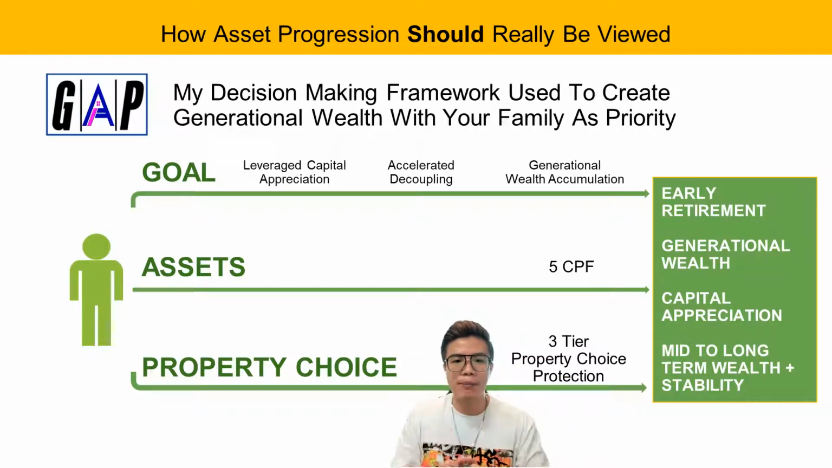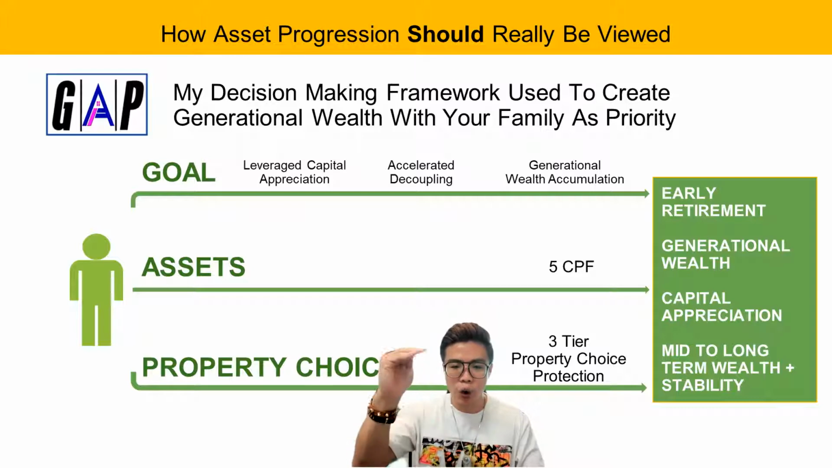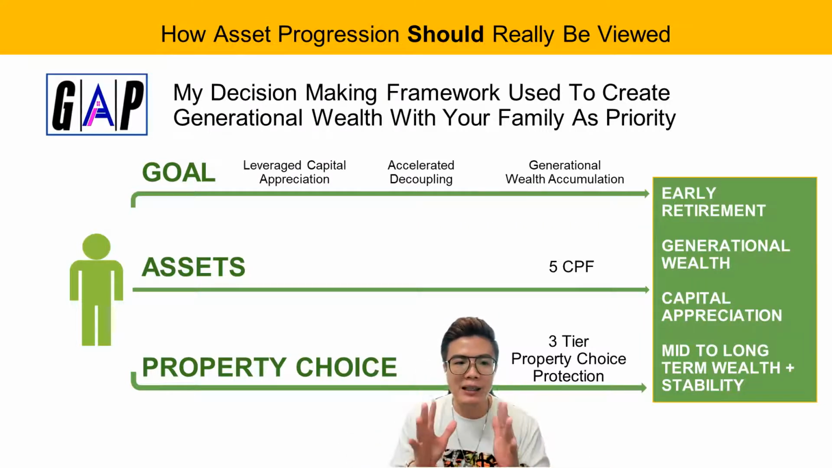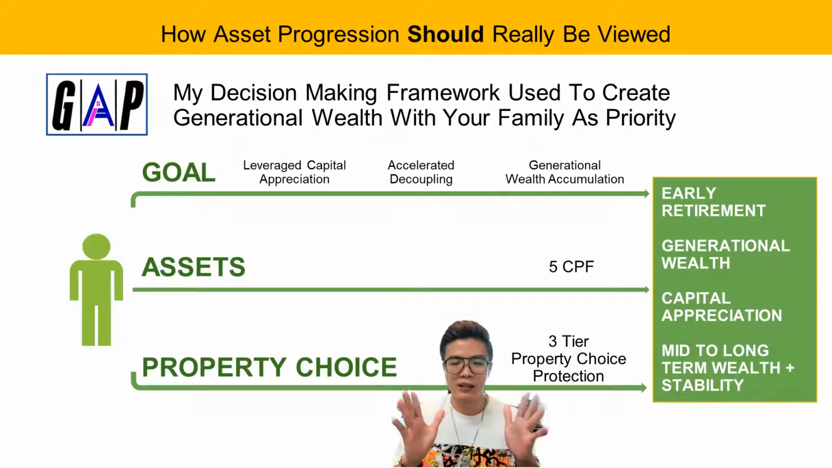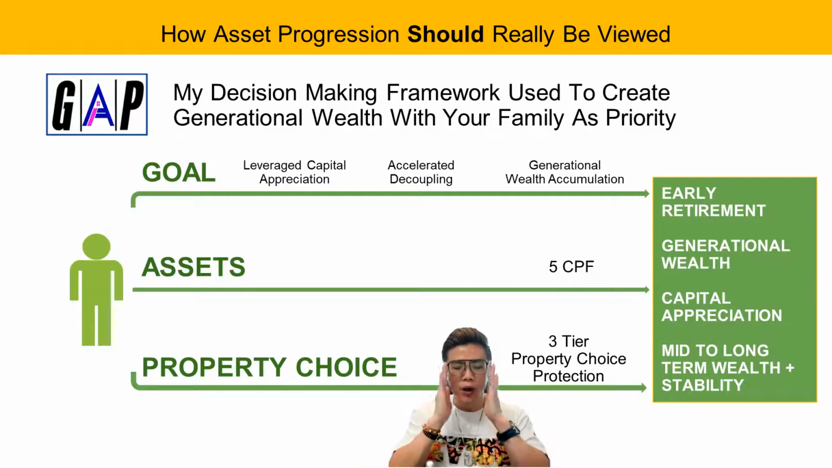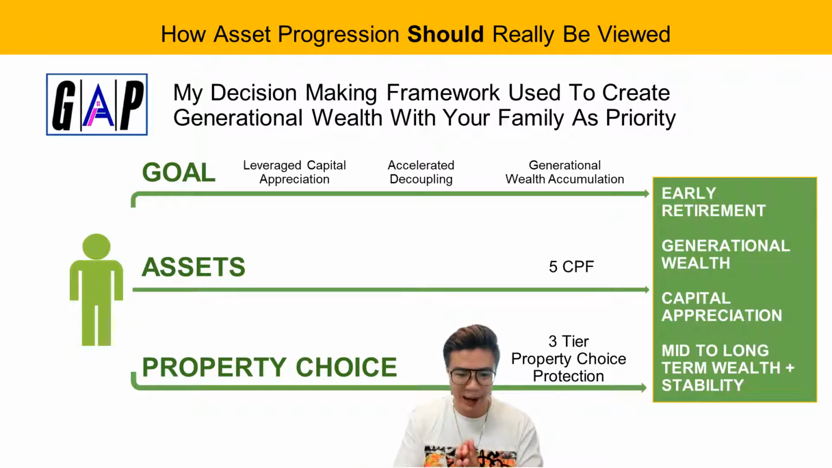So how this asset progression is viewed is that you go down into three portions: goals, your asset, and your property of choice, which will be covered at the last part. Many people make the mistake of going too early into choosing a property first, which should never be discussed until the end, when our goals and assets are clear. So, what is the ultimate aim of this GAP?